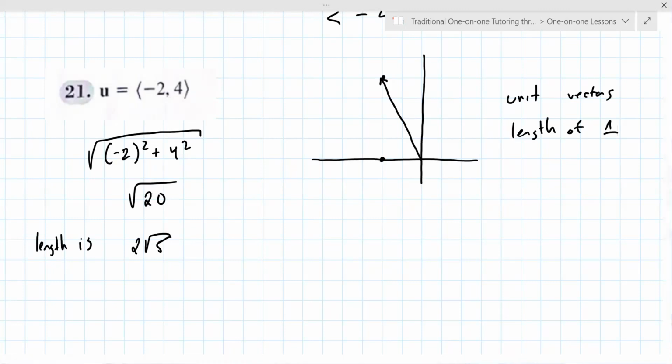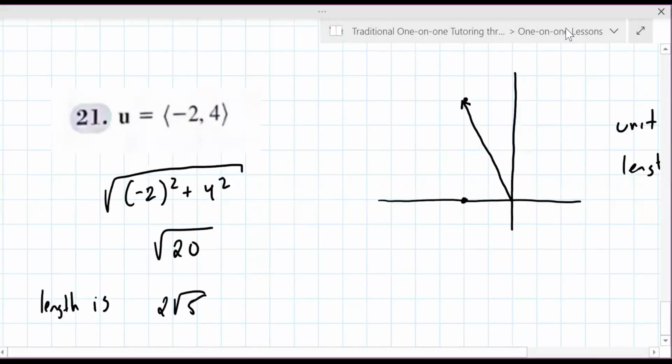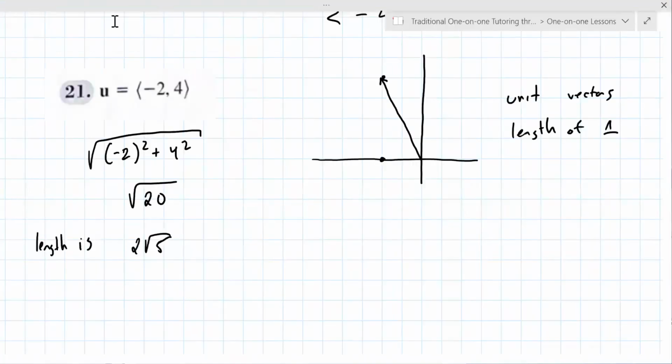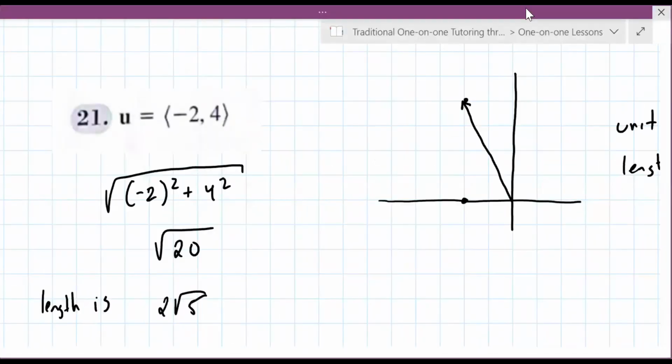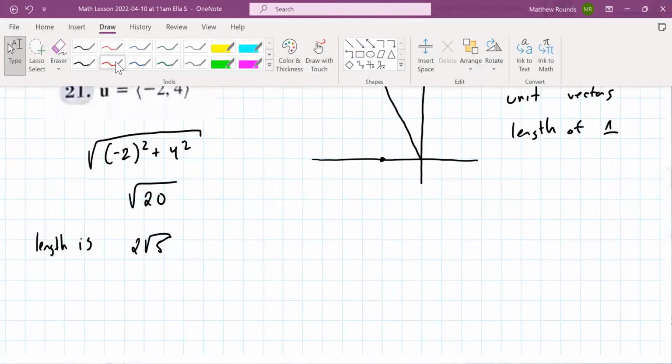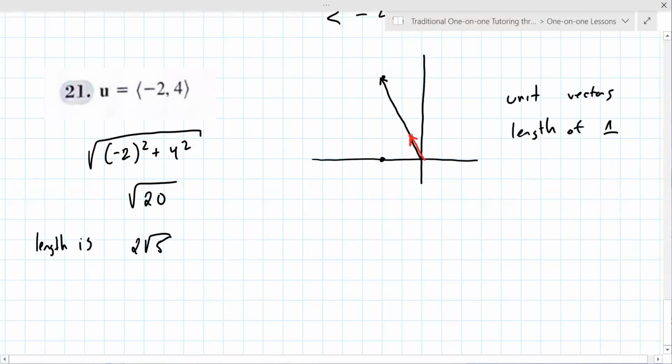Let me grab a different color here. So the unit vector has length 1. So like this red is your unit vector, and it's going in the same direction. Okay. Now that's what it is.